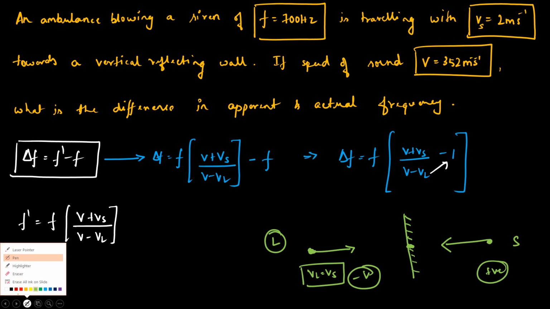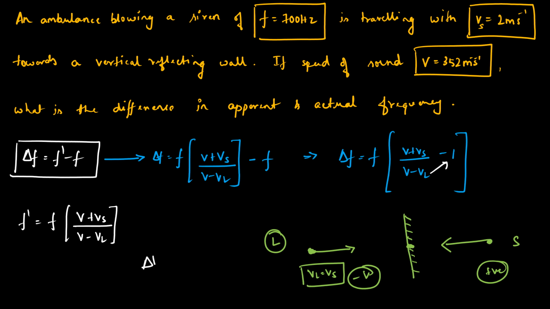So when I simplify this one, I should be getting my answer as delta F is equal to V, and V will be added up. So it is going to be 2 times Vs divided by V minus Vs, and of course multiplied by F. Now when I substitute all of them, I should be getting my answer, right? So when I substitute, what are the values that I have? So it is 2 multiplied by Vs.